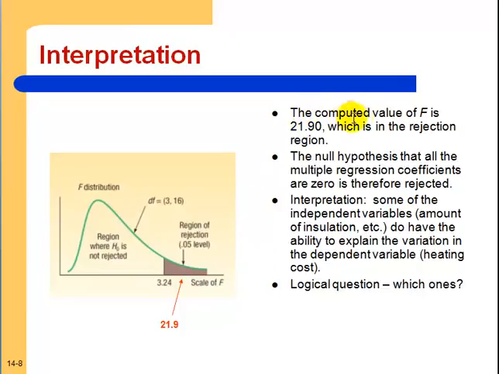Okay, check this slide. The computed value of F is 21.9, which is in the rejection region because it's greater than 3.24, the critical value. The null hypothesis that all the multiple regression coefficients are zero is therefore rejected. Interpretation: some of the independent variables, such as the amount of insulation, may have the ability to explain the variations in the dependent variable, heating cost.